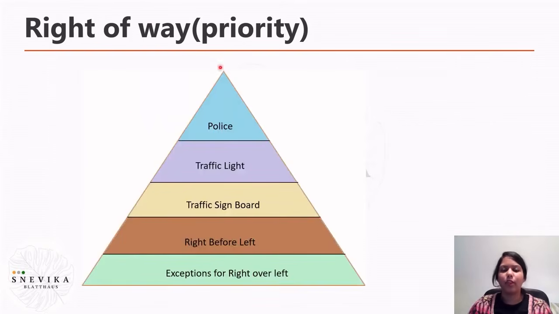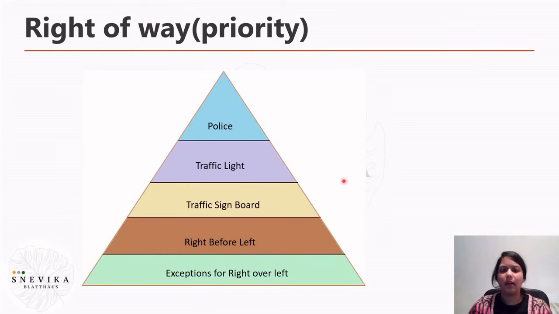Now I think you have much more understanding of this triangle. We already understood that if there is a police officer managing the traffic, whatever the signboard or the traffic line says, you listen to the police. Then if there is a traffic light, you go as per the traffic light signs. If there is a traffic signboard, we already saw the priority road scenarios. And if there is no signboard, then there is only one rule, that is right before left. And there are a few exceptions to right over left.